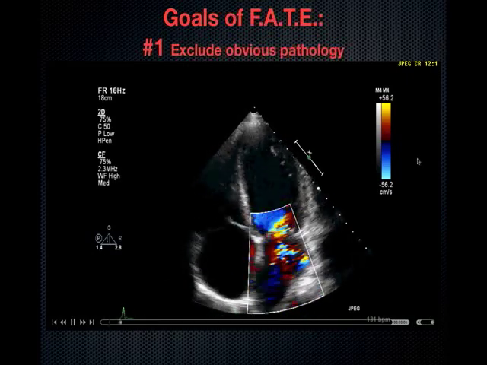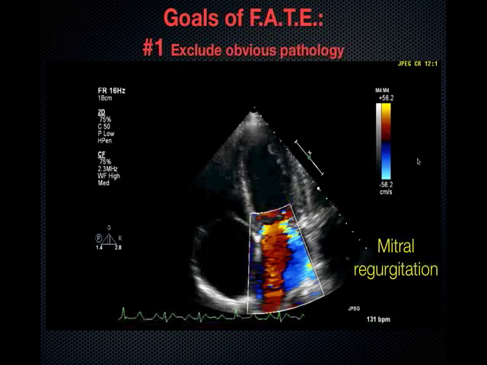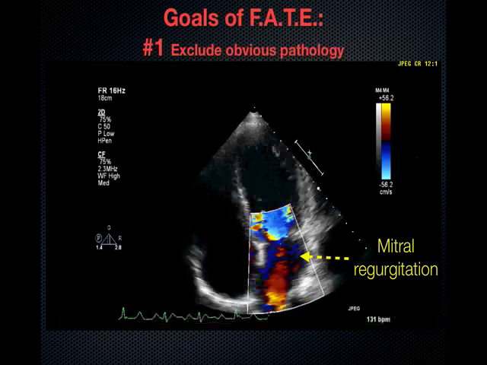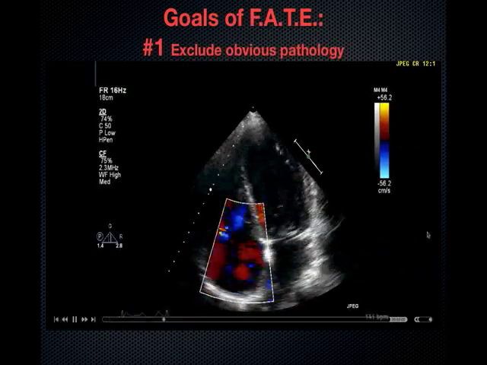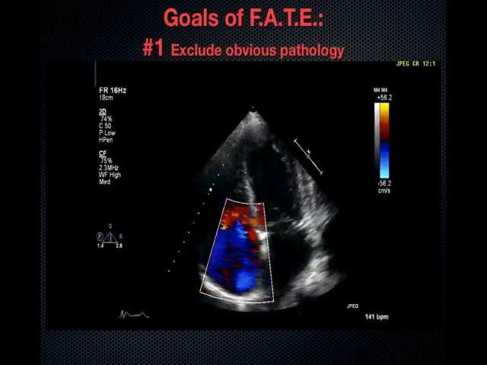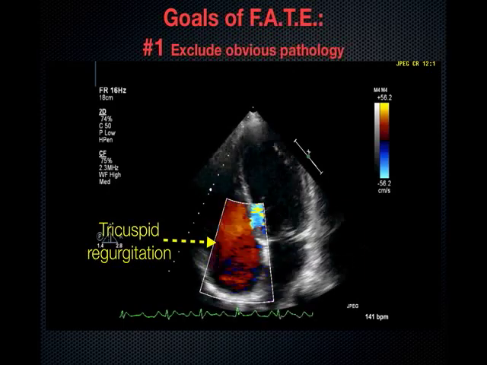And here we can see in systole we have a blue back jet into the atrium, and that's mitral regurgitation. Similarly, we have the same on the right side, so that would be tricuspid regurgitation.